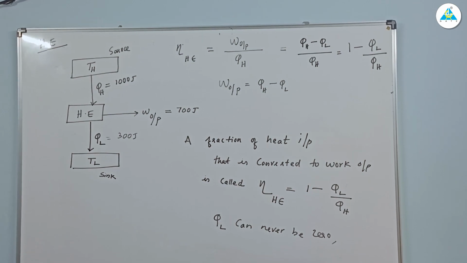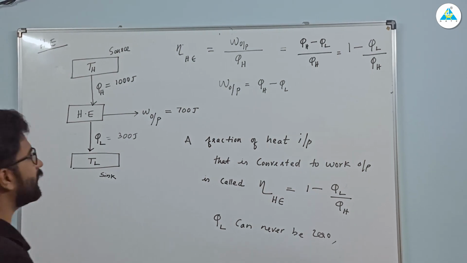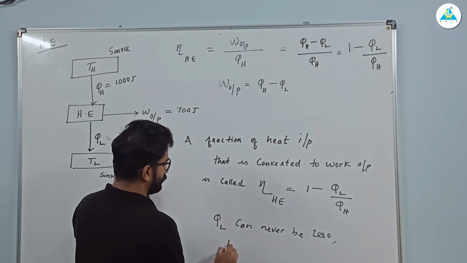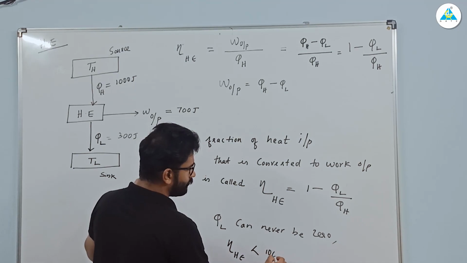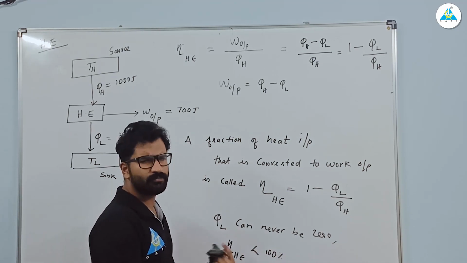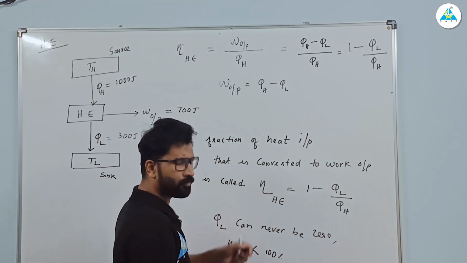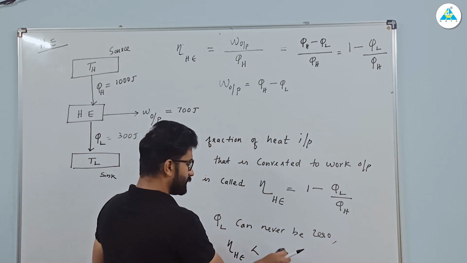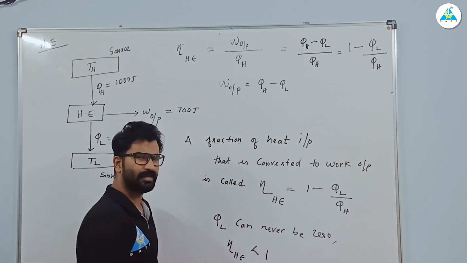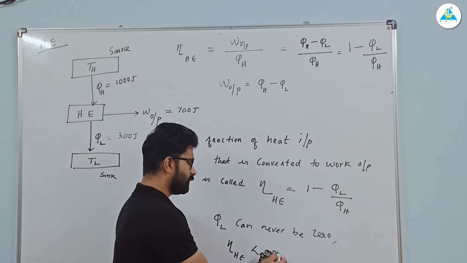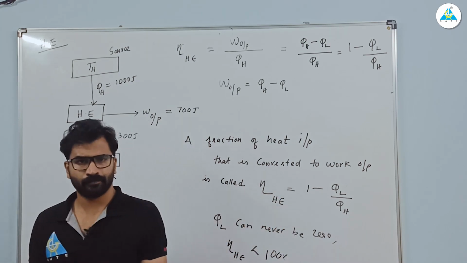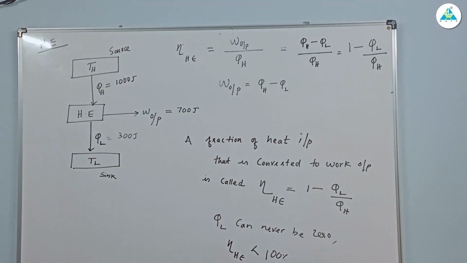So due to this, the efficiency of a heat engine will always be less than what? 100%, or less than 1, since I am not multiplying by 100. When we talk about efficiency, it is always multiplied by 100, so we can say it will always be less than 100%. Okay? So this is the meaning. Clear? So this is about the second law.